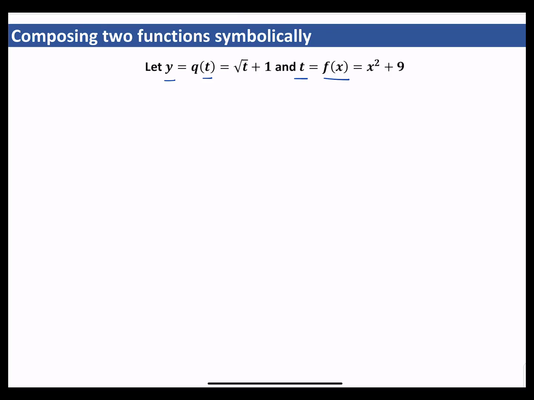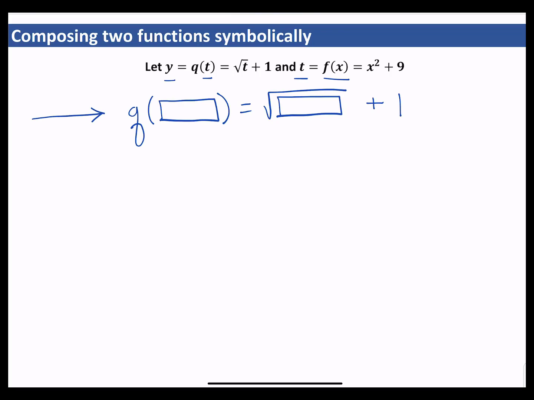Well, since y depends on t, and t depends on x, it follows that we can think of y depending directly on x. We can use substitution and the notation of functions to determine this relationship. So first, it's important to realize what the rule for q tells us. In words, q is saying to generate outputs that correspond to a particular input, take the square root of that input and add 1. So in symbols, it would look something like this.